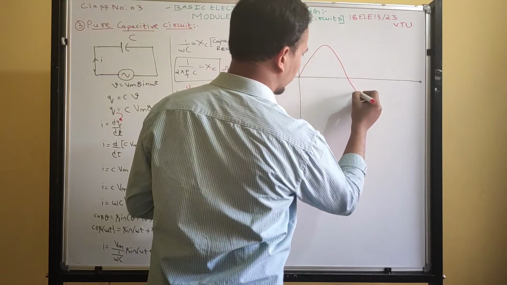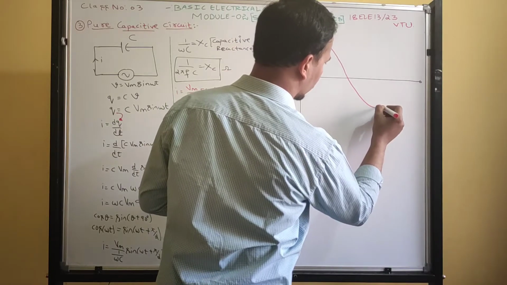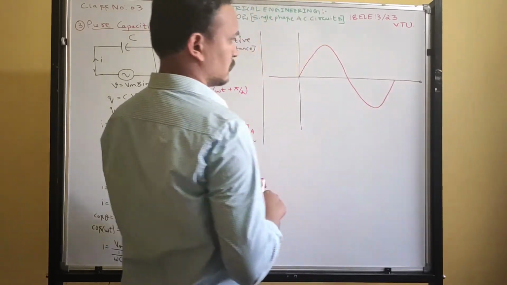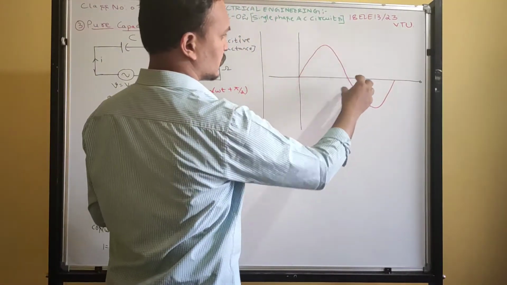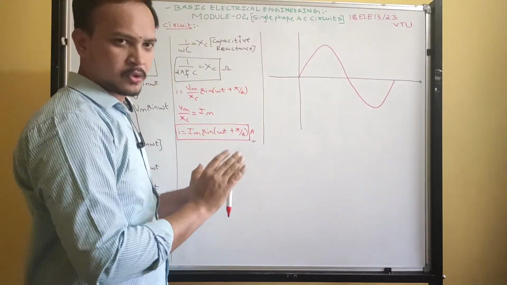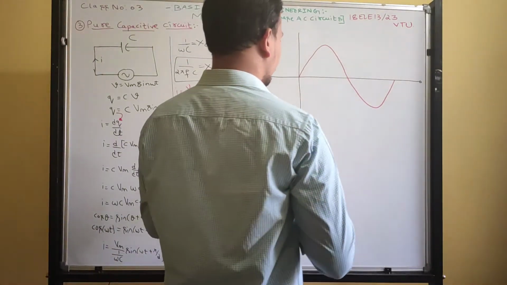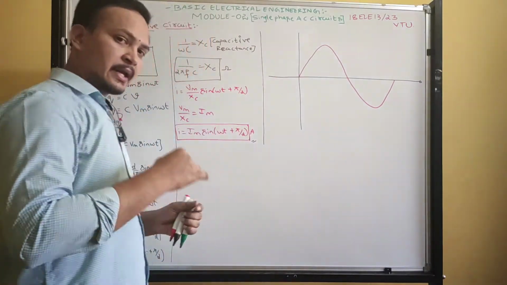So write neatly with the same magnitude. Okay, I have written it, somewhat okay. This and this have both positive and negative magnitude almost equal. Okay, so now you have to write the current waveform.